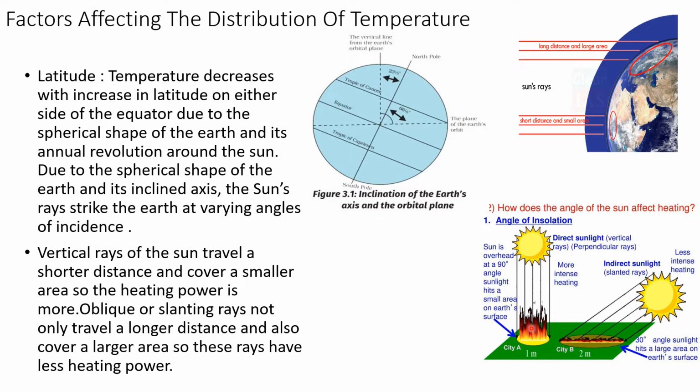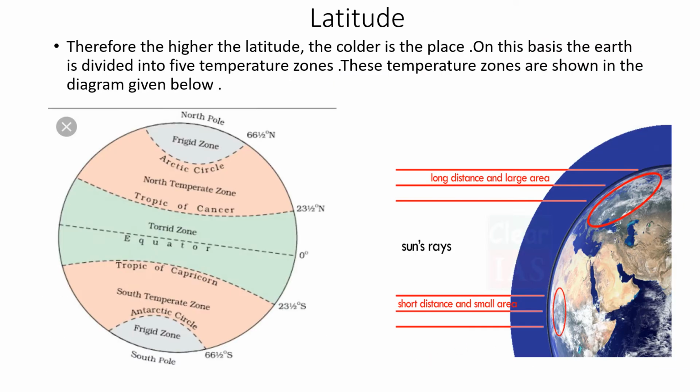On the other hand, oblique or slanting rays, like you have over here, not only travel a longer distance, but also cover a larger area. So they have less heating power. Therefore, the higher the latitude, the colder is the place.